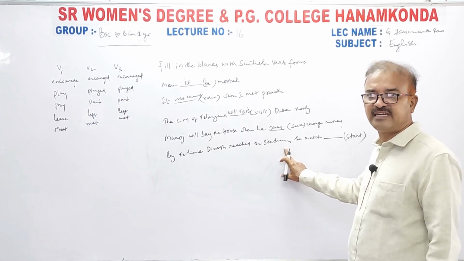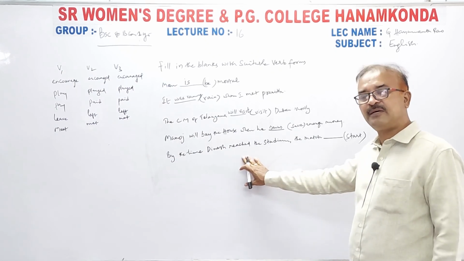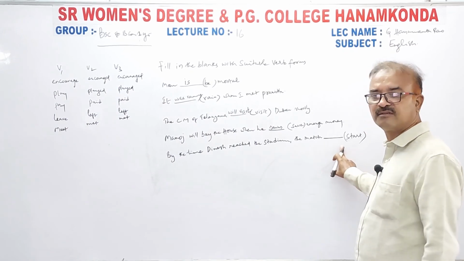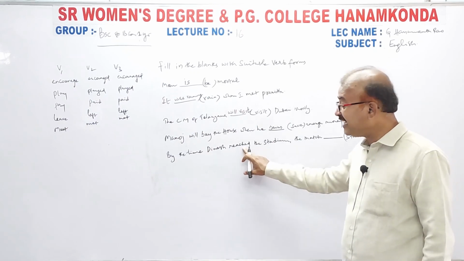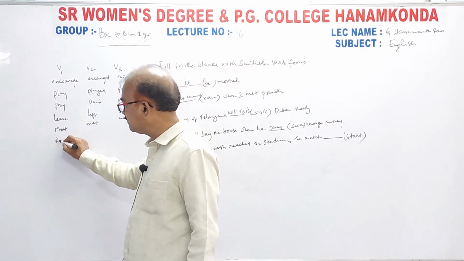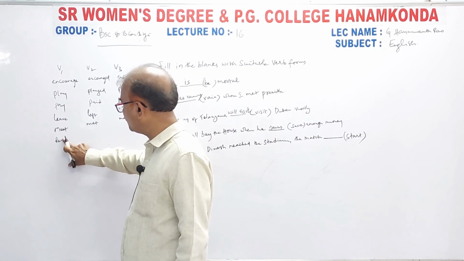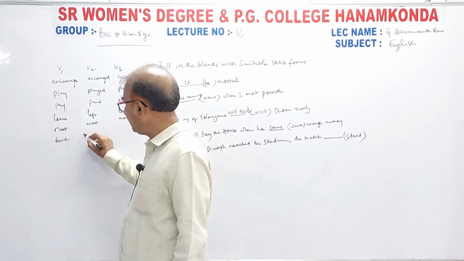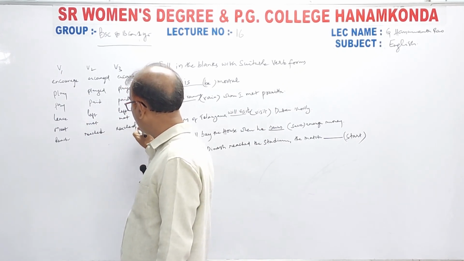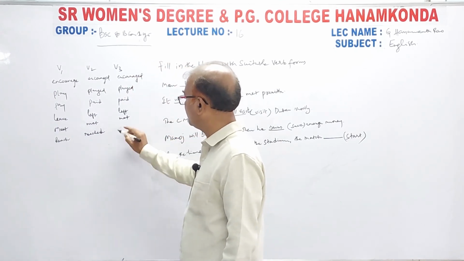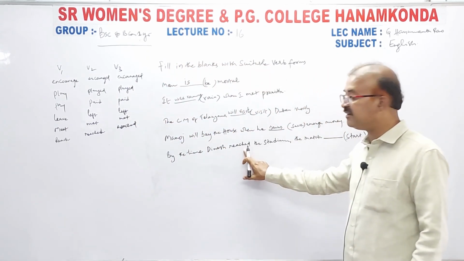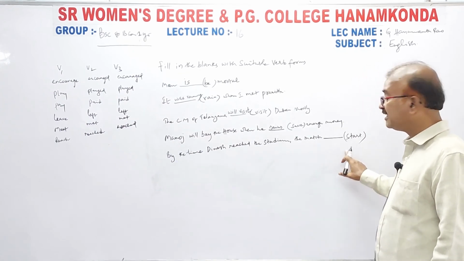By the time Dinesh reached the stadium. That means a person by name Dinesh reached the stadium. So when he reached the stadium, what happened? The match dash. And check this. Reached, ED, past tense. Check this one. Once again, I repeat it. Reached. And here it is directly given in past tense. By the time Dinesh reached the stadium, the match dash.